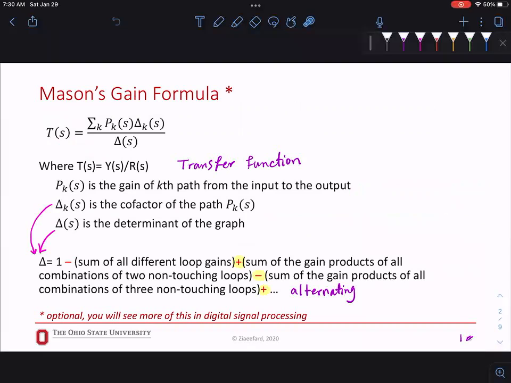So the first thing we did was to go over Mason's gain formula. If you remember, we used flow graph diagram to convert block diagram to flow graph diagram. So we use the nodes and branches and the gains. Now we do that because we want to find the transfer function of our system.